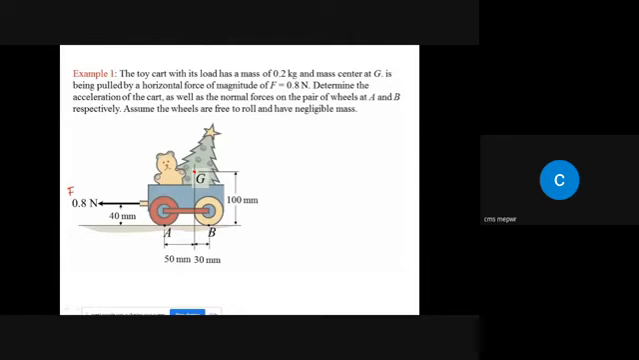Determine the acceleration of the cart as well as the normal forces on the pair of wheels A and B respectively. Assume the wheels are free to roll and have negligible mass. So we don't need to consider the mass of the wheels, and since they are free to roll, there is no friction involved. For the first step, we need to draw the free body diagram.